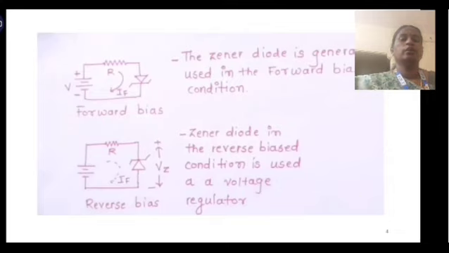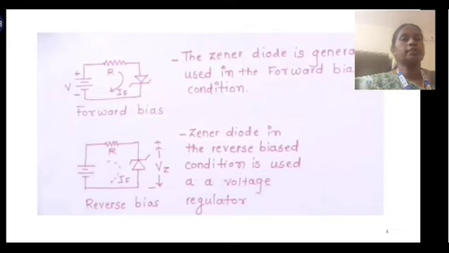If we go into the characteristics or the working principle of the Zener diode, you can analyze it in two modes of operation. One is forward bias and another one is reverse bias. Before analyzing these, we must know what forward bias and reverse bias are.